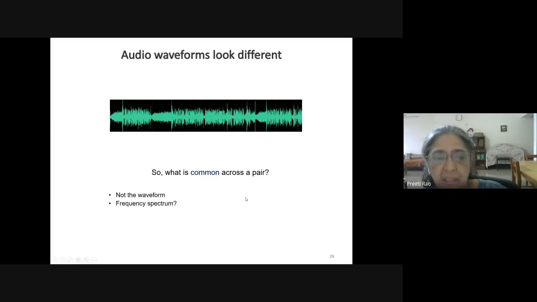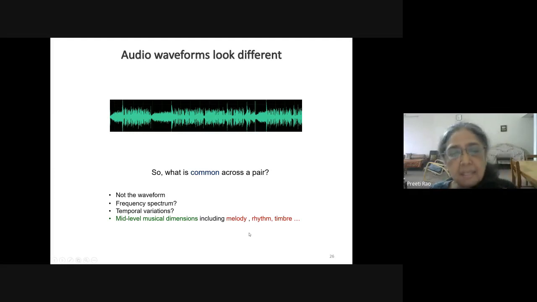Waveforms are never similar. Frequency spectra are also very complicated and very dissimilar looking. So it's not possible to do that. Temporal variations also we cannot make out very clearly. What we can try to match is the musical dimension. For example, we could clearly say in one case the tempo was faster or slower. Tempo belongs to the category called rhythm. We can say the melody was the same or different. Timbre is the instrumentation. So when we talk about similarity and difference, we cannot relate it so easily to the waveform properties or the spectrum properties, but we can definitely talk in terms of these musical dimensions, which are the melody, rhythm, timbre, and so on.